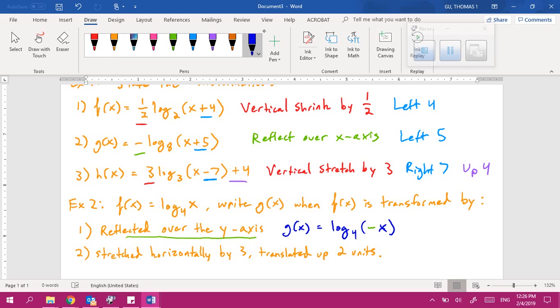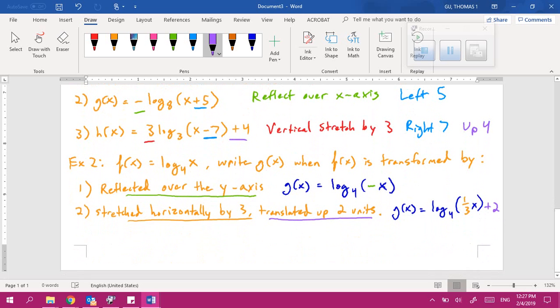g of x equals log 4. Log base 4? Yeah. And then parentheses. And then 1/3. 1/3, that's right. Yeah, 1/3 x, and then just plus 2 after that. That's right, plus 2 after that. Very good. So that shows stretched horizontally by 3. It's going to be a 1/3 multiplying x. And then plus 2 shows that we're translated up 2 units.